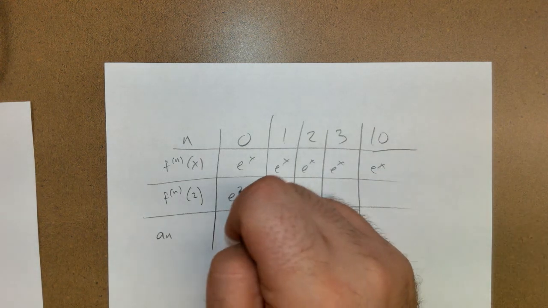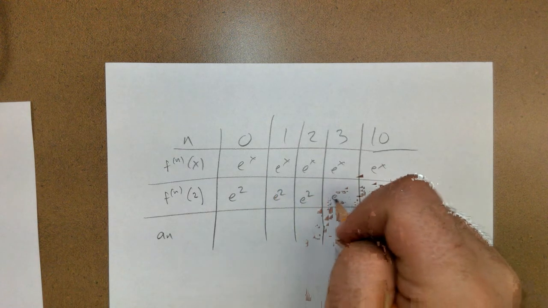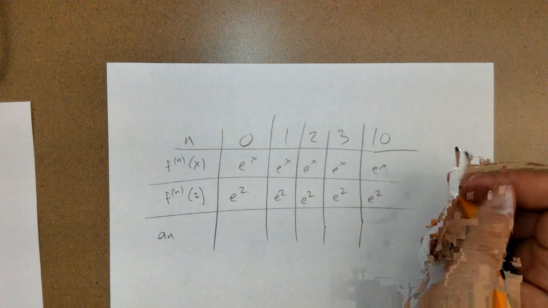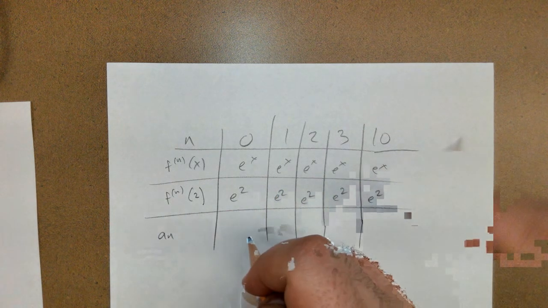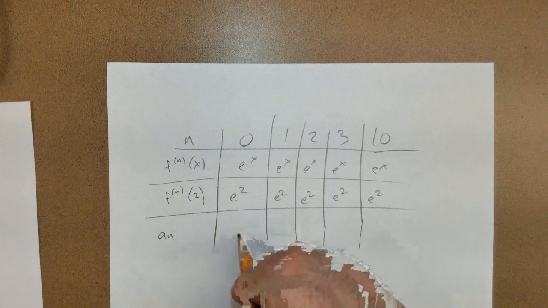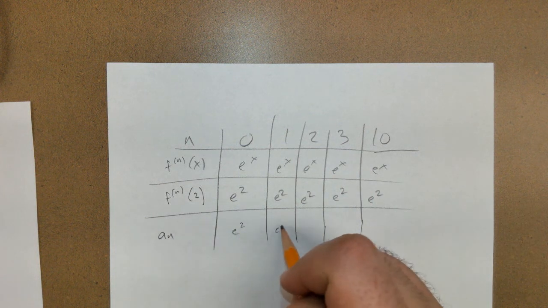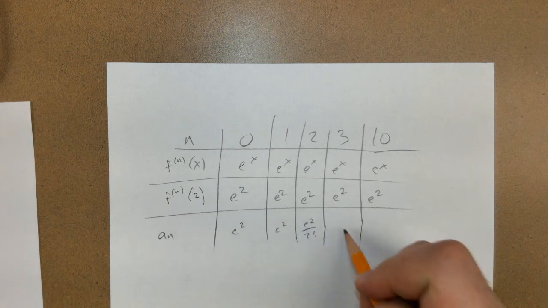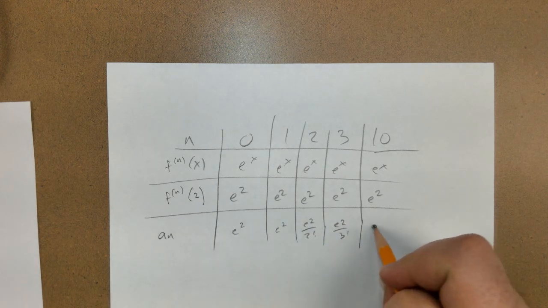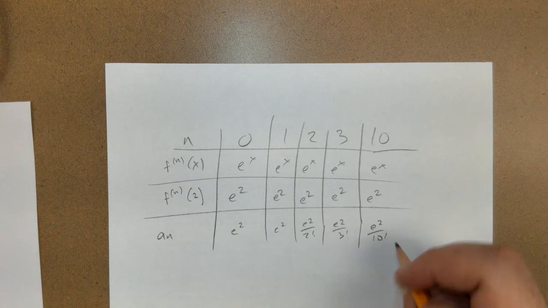Now I plug in 2 and I get e squared. So I got 1 each time before, which was kind of nice. Now I get this weird e squared. When I divide by n factorial, nothing happens here, nothing happens here. Now I have 2 on the bottom, and then I have 3 factorial on the bottom, and then I have 10 factorial on the bottom for this.